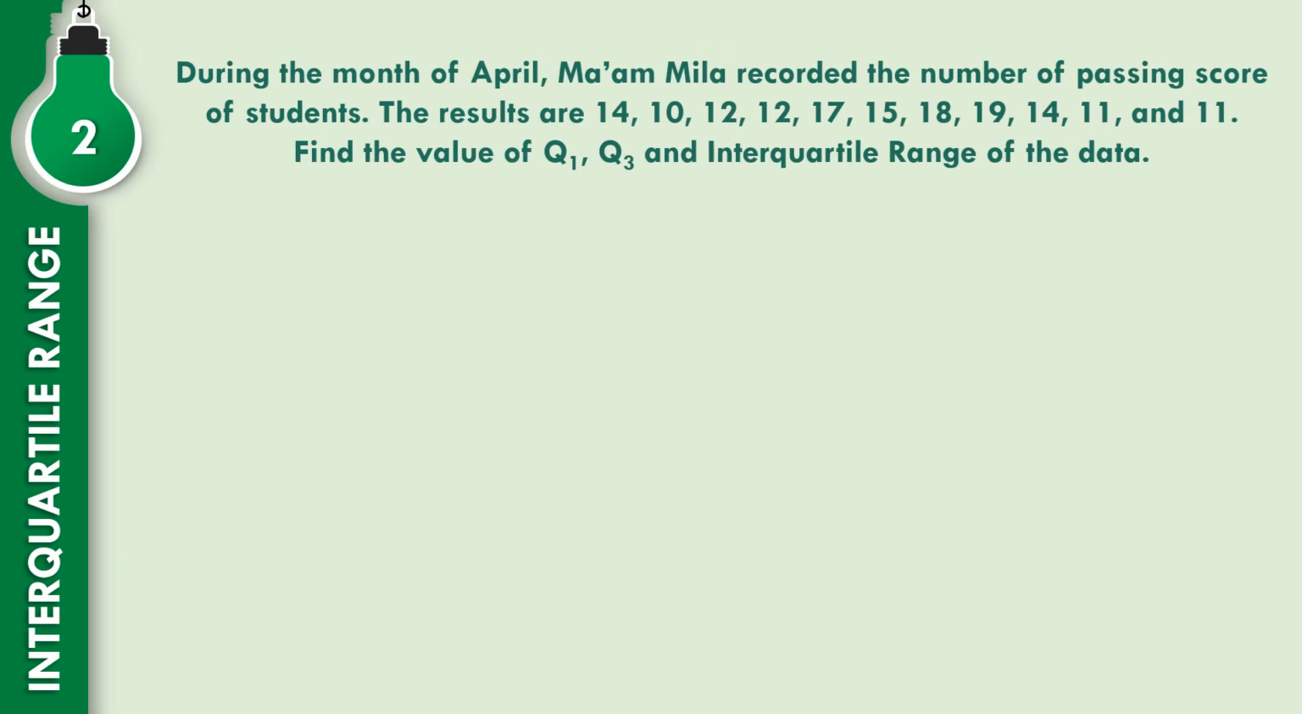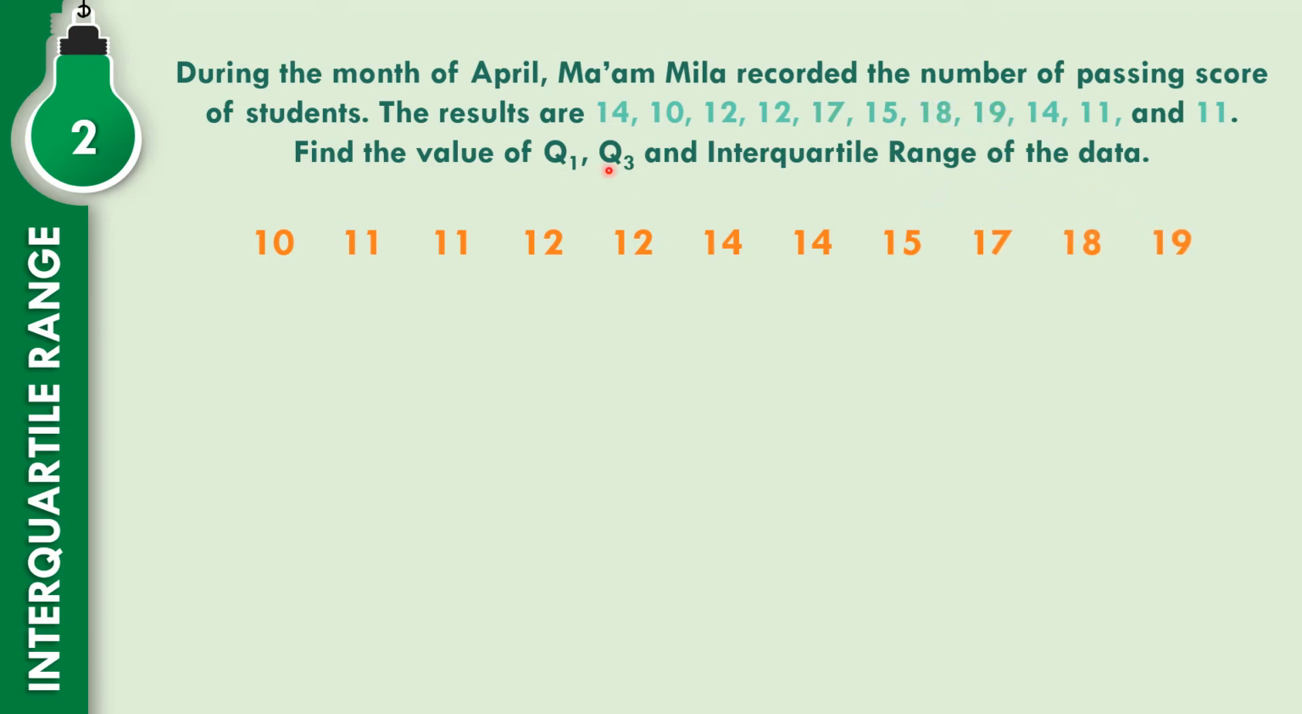How about number 2? During the month of April, Ma'am Mila recorded the number of passing scores of students. The results are 14, 10, 12, 12, 17, 15, 18, 19, 14, 11, and 11. Find the value of the Q sub 1, Q sub 3, and the interquartile range of the data. First, we need to arrange those numbers in ascending order, from the lowest to highest. So first is 10, 11, 12, 12, 14, 14, 15, 17, 18, and 19.